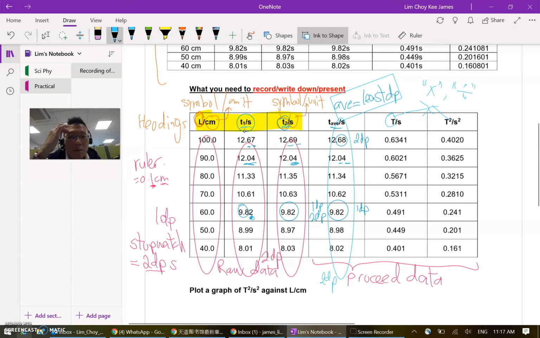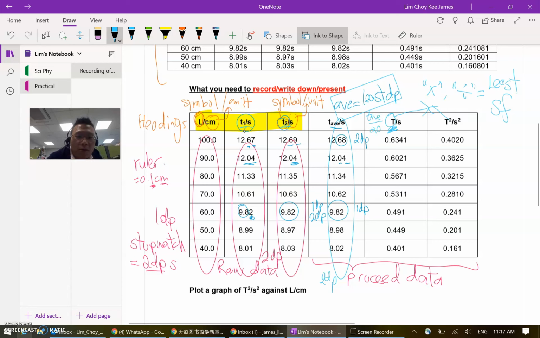So whenever I use multiplication or division in my processing, I will look at one criterion. My data should be recorded according to the least SF of the raw data used. For example, I'm using T average divided by 20. T average is the only raw data we have in this processing, for period T. It is T average divided by 20.